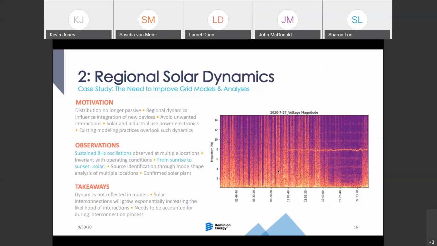So we want to do two things. We want to first use the data to improve our grid models so that we can do analyses to second support the interconnection process. So we do all of these other studies to facilitate new interconnections, but now we're going to need to look at the small signal behavior of the system at the point of interconnection as well.